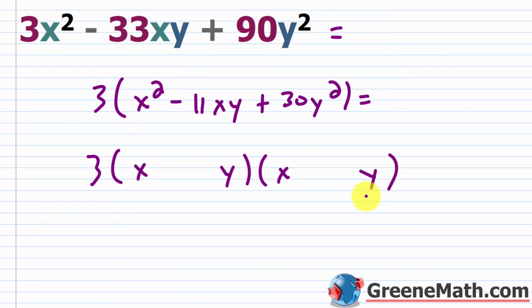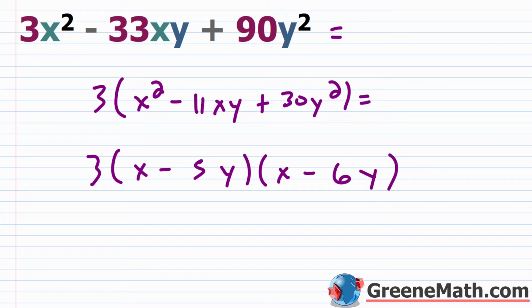Okay, so I know that this is positive and this is negative, so I have to have a minus and a minus. So for 30, I've got 1 and 30, I got 2 and 15, I've got 3 and 10. It's not divisible by 4. It is divisible by 5, 5 and 6. So a negative 5 and a negative 6, that's what I want, right? So a negative 5 and a negative 6.